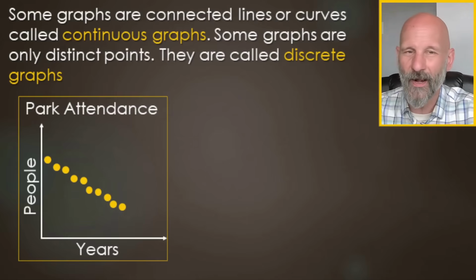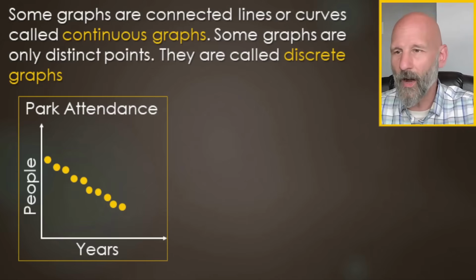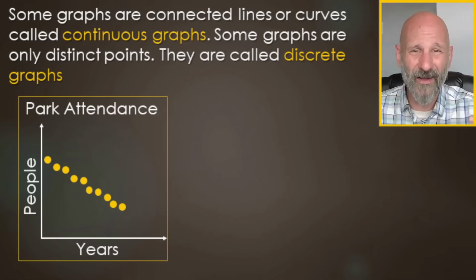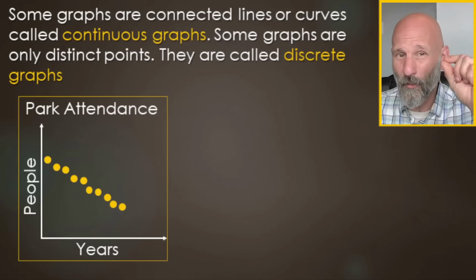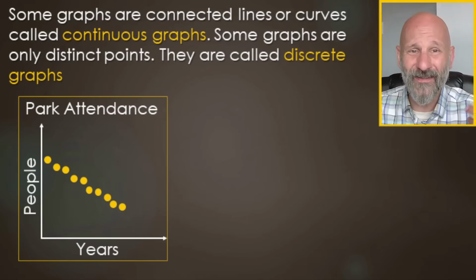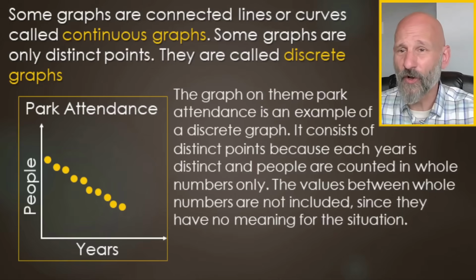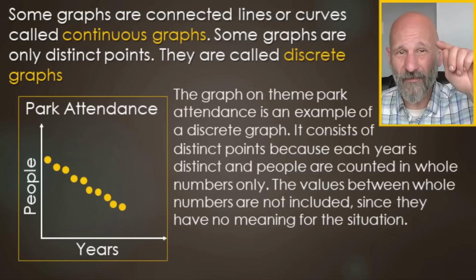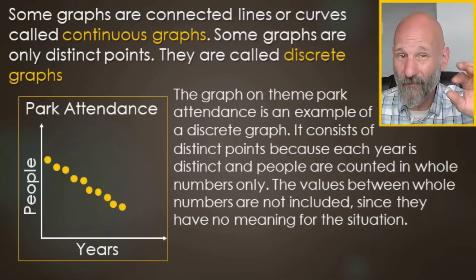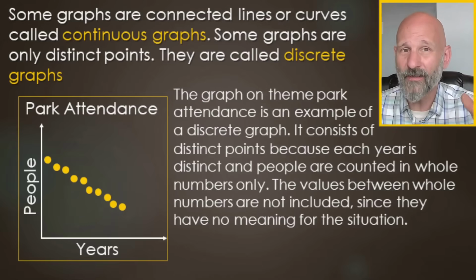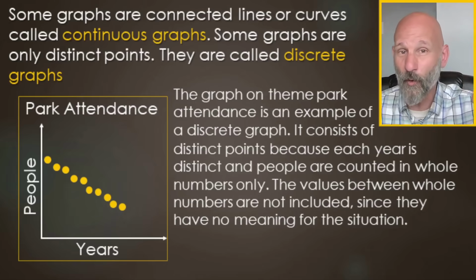Okay, so discrete graphs are like people walking into an amusement park. You're not going to count a half person. It's only whole numbers. So those are going to be discrete graphs, okay? Basically, if you can't have a quarter or a fifth, 0.6 or whatever it is, that's going to be a discrete graph because you're going to have spaces in between each point.